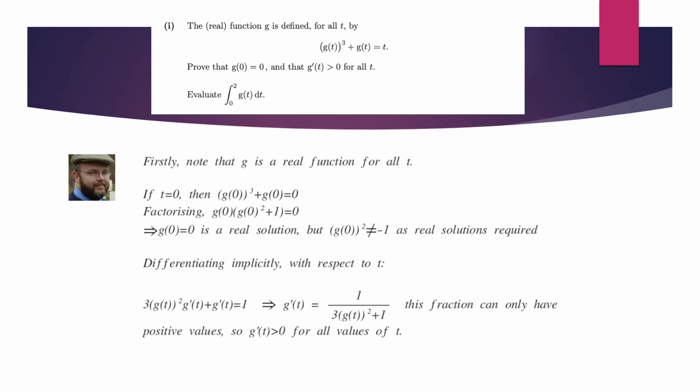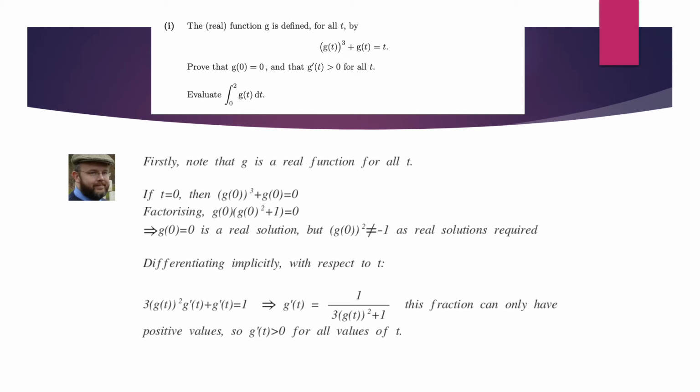Okay, so now we're looking at proving the first bit, that g of 0 equals 0. And so if we stick that into the equation they've given us, you'll see that g of 0 all cubed plus g of 0 has to equal 0. Now we can factorise that expression, and I think it's important that you do, because while it's obvious that g of 0 equals 0 is a solution to that first part, it's not the only solution possibly. So if you factorise it, you get g of 0 multiplied by g of 0 all squared plus 1 equals 0.